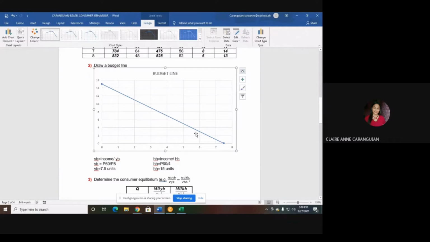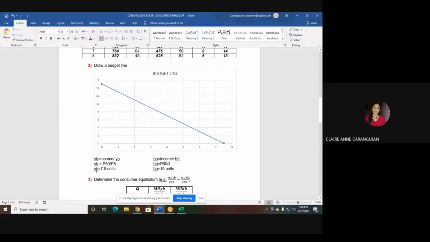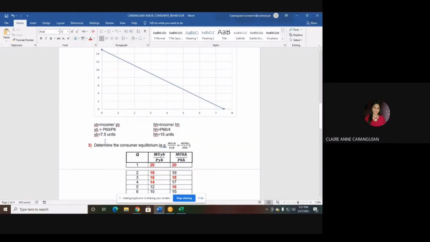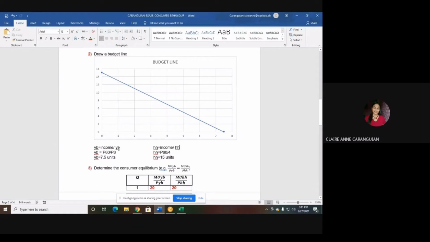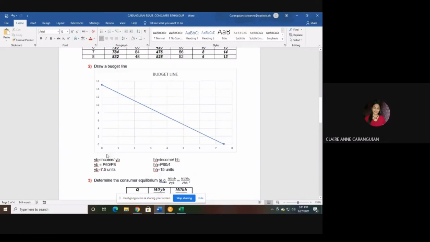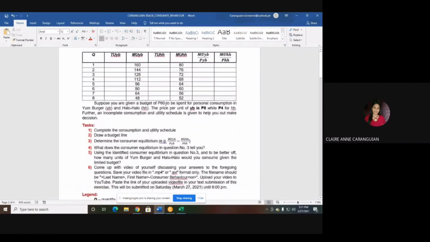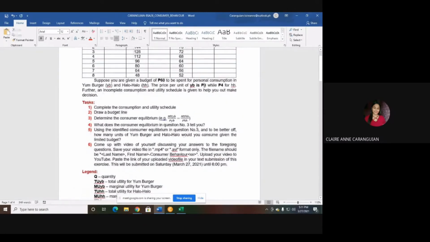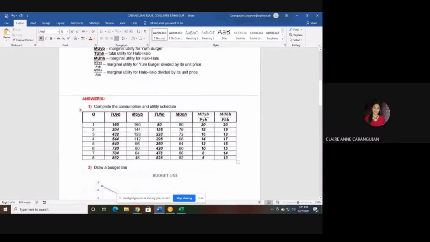So, bakit yan? Bakit 15 and 7.5? Ganito ang pag-compute: YB is equal to income divided by the price of YB. So, how do we draw a budget line? To determine that, kailangan natin alamin kung magkano yung income. Dito, yung stated na income natin is 60 pesos, right? So, 60 pesos yung income, while the price of YB is 8 and the halo-halo is 4 pesos.